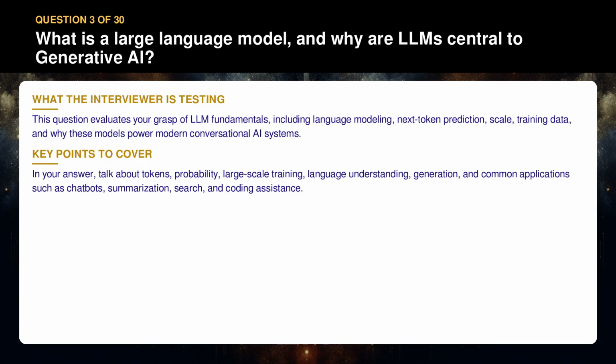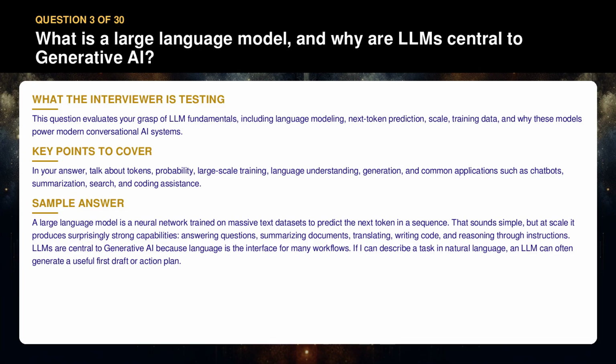and coding assistance. A large language model is a neural network trained on massive text datasets to predict the next token in a sequence. That sounds simple, but at scale, it produces surprisingly strong capabilities. Answering questions, summarizing documents, translating, writing code, and reasoning through instructions. LLMs are central to generative AI because language is the interface for many workflows. If I can describe a task in natural language, an LLM can often generate a useful first draft or action plan.